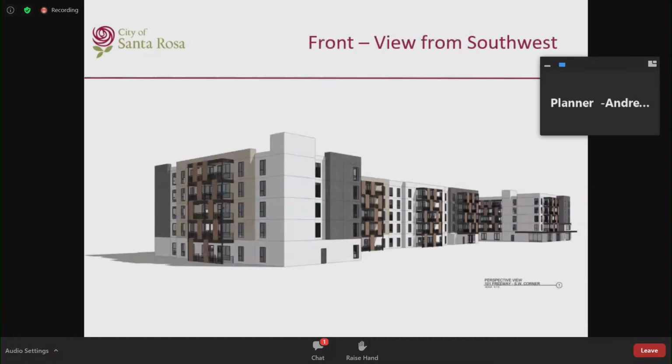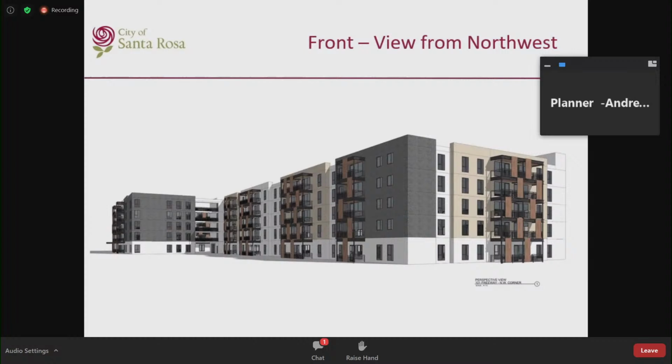And then this is another view. This is a view looking at the rear of the building from the southwest. So we see that very highly evident residential use with those additional design details create the building image that would be seen from Highway 101 as you travel through Santa Rosa. Next slide, please.